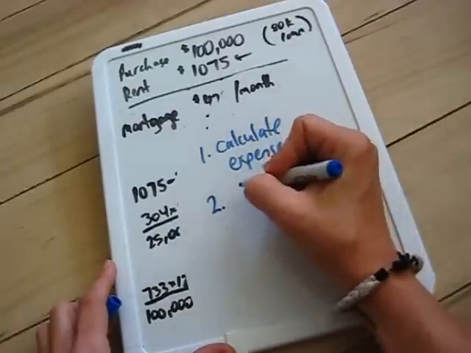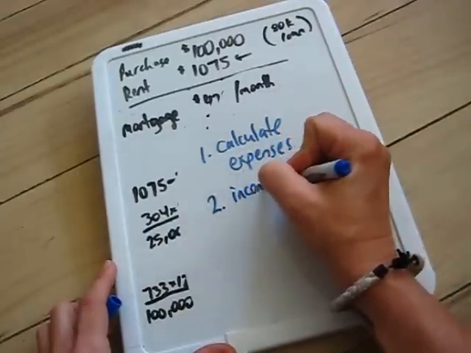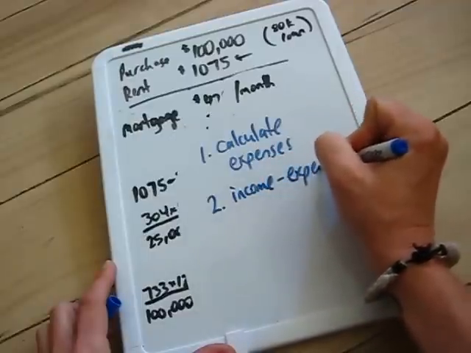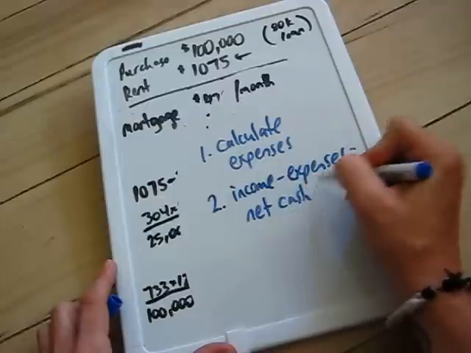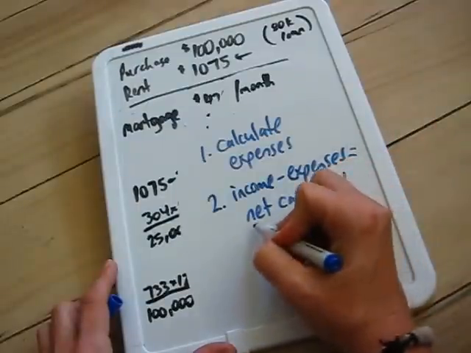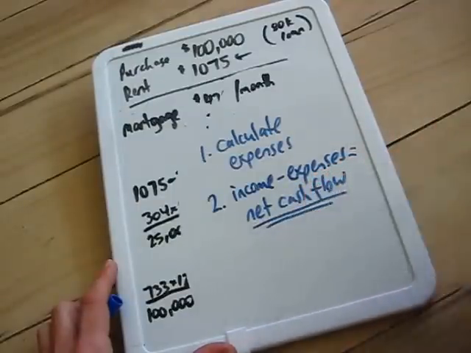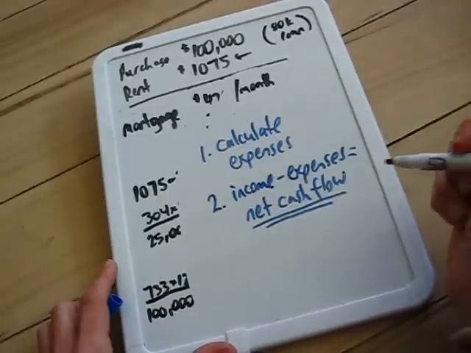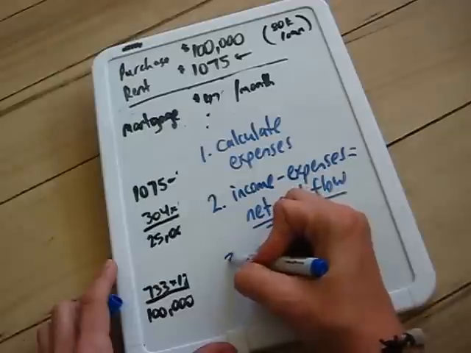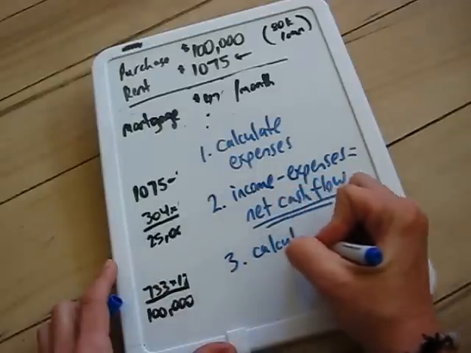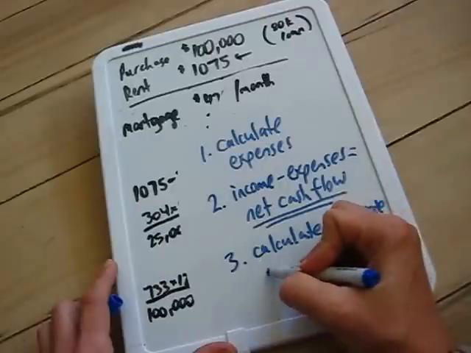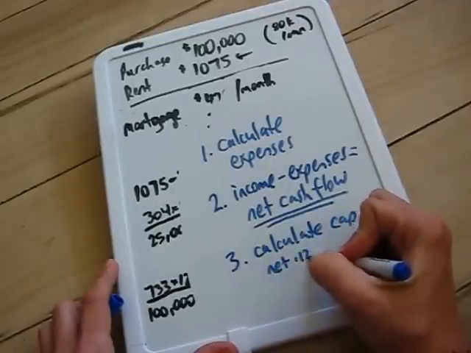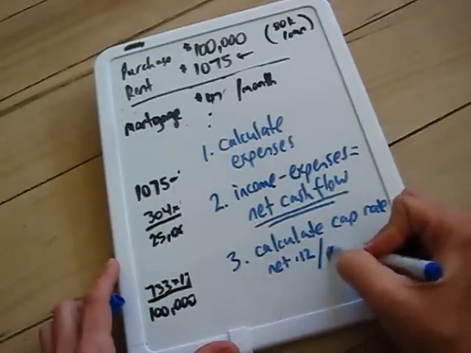You already know your income, so take your income minus your expenses, and that will equal your net cash flow. Don't ever buy a property that suggests you're going to make a negative cash flow. You always want positive. Then calculate the cap rate, which is your net income times 12 divided by purchase price.